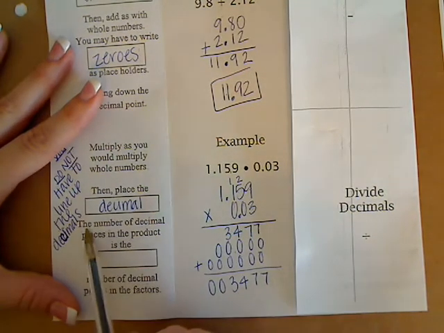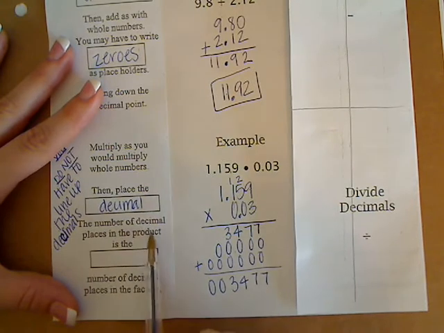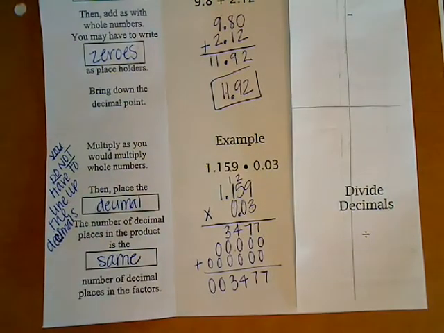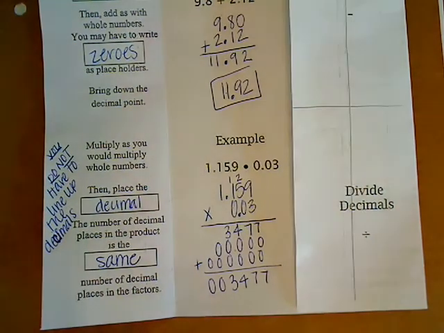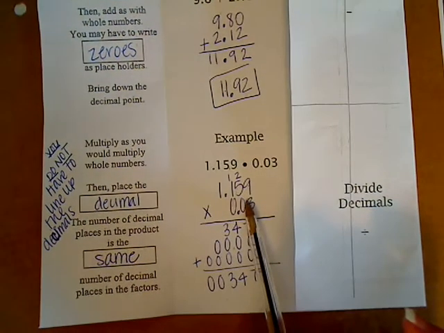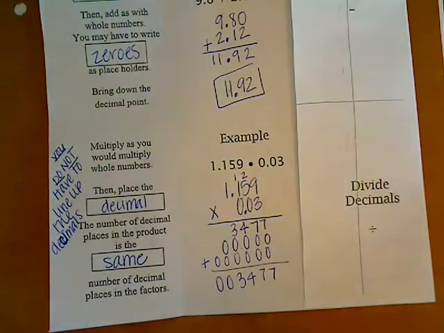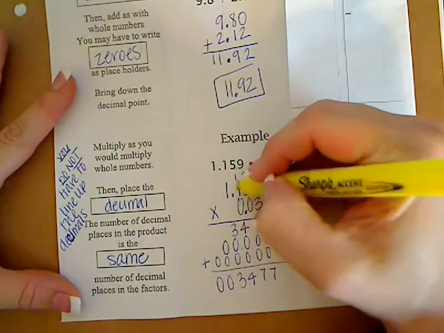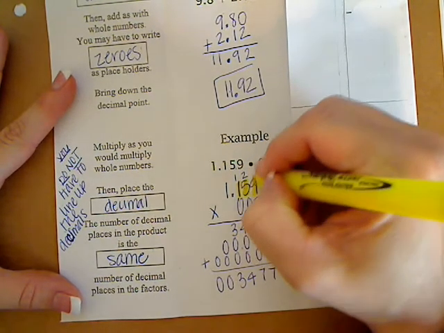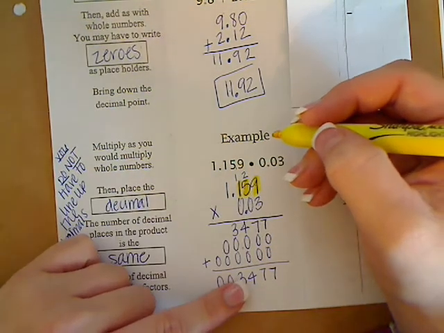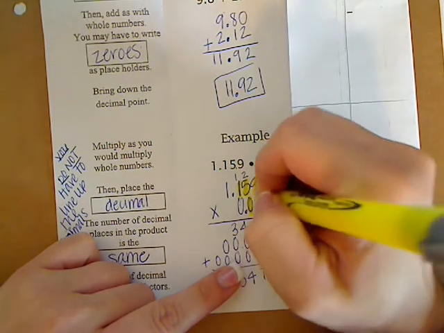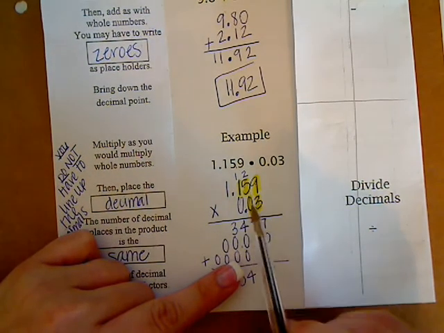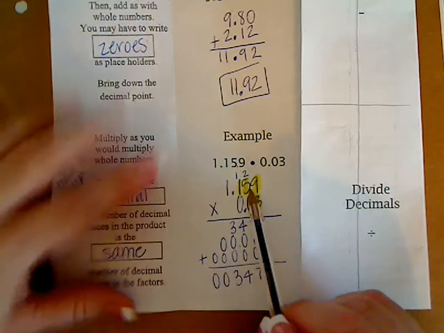In order to do that, we need to count the number of decimal places, and the product has the same number of decimal places as the factors. What do I mean by that? Well, the factors are the numbers that we multiply together. I'm going to highlight how many numbers we have behind the decimal. I've got this one, this one, this one in the first factor. The second factor, I've got these two. So in all, how many numbers did I highlight? 1, 2, 3, 4, 5. There are 5 numbers behind the decimal point.